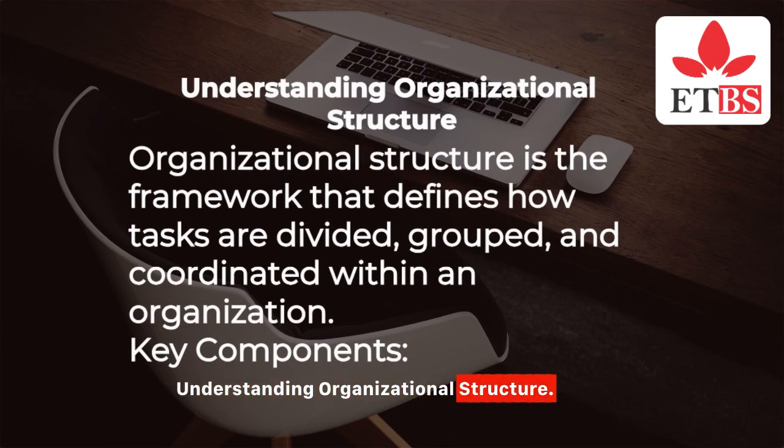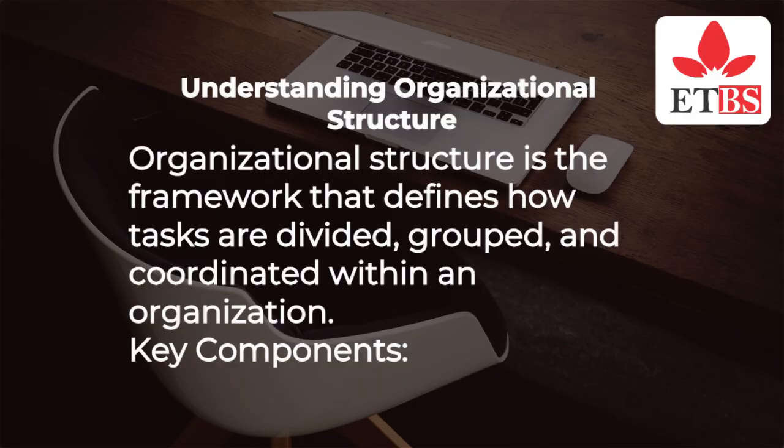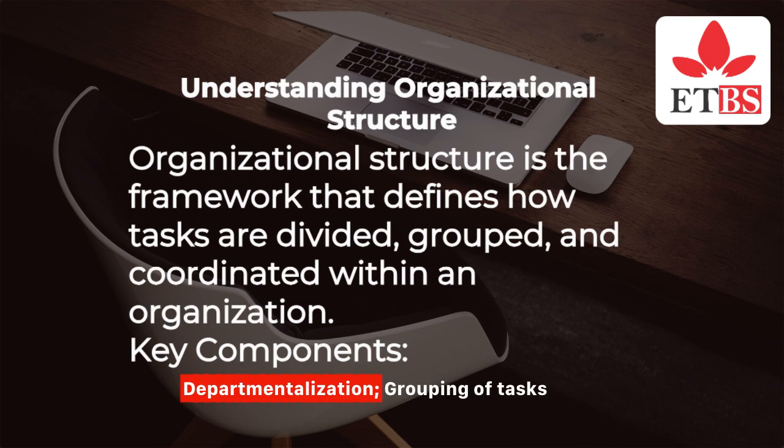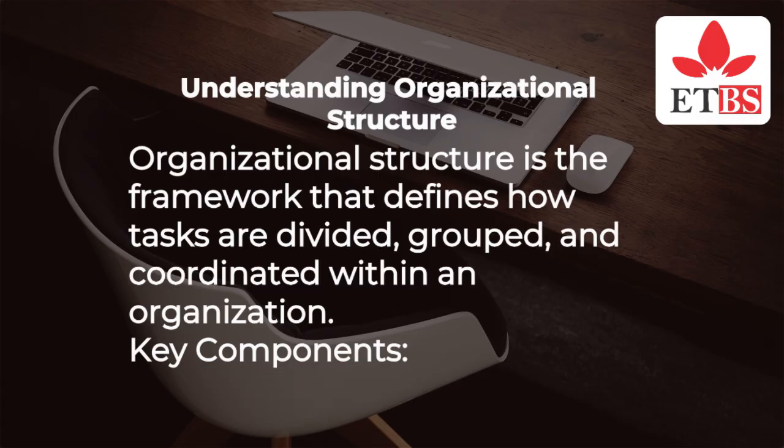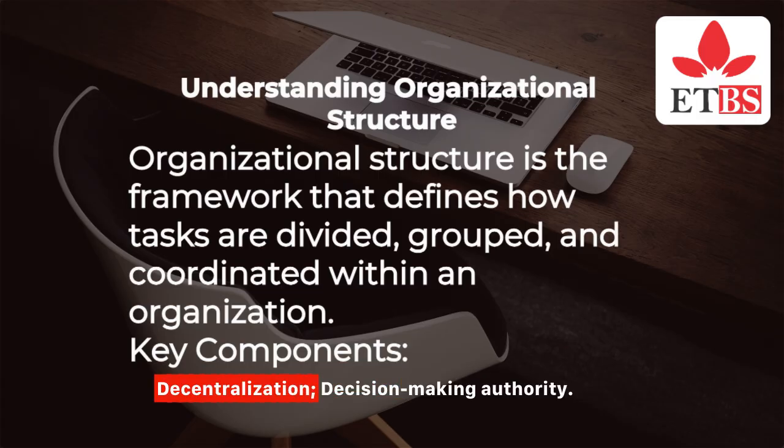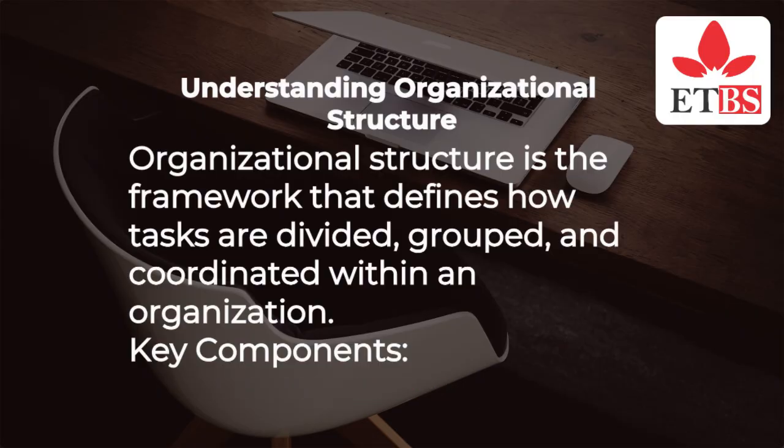Understanding organizational structure. Definition: Organizational structure is the framework that defines how tasks are divided, grouped, and coordinated within an organization. Key components: work specialization, division of labor; departmentalization, grouping of tasks and people; chain of command, line of authority; span of control, number of subordinates a manager oversees; centralization versus decentralization, decision-making authority; formalization, degree to which rules and procedures govern activities.